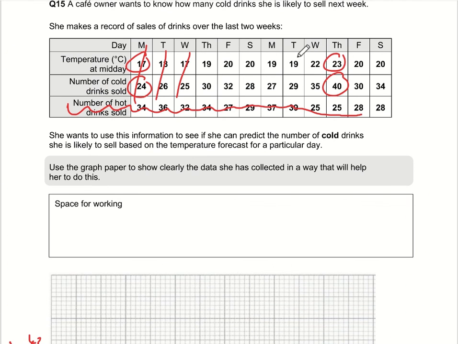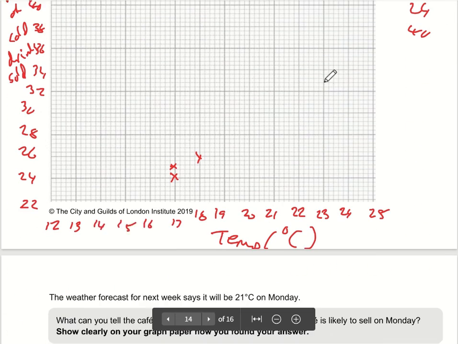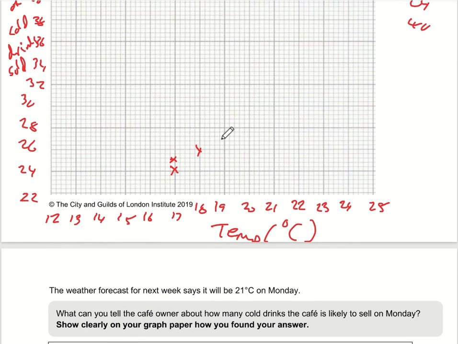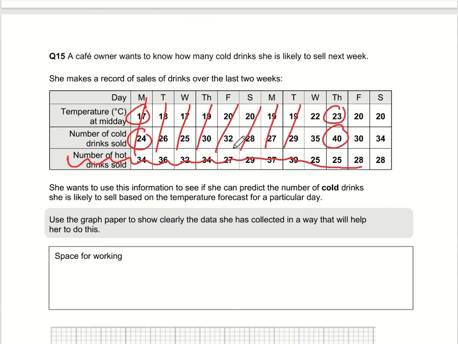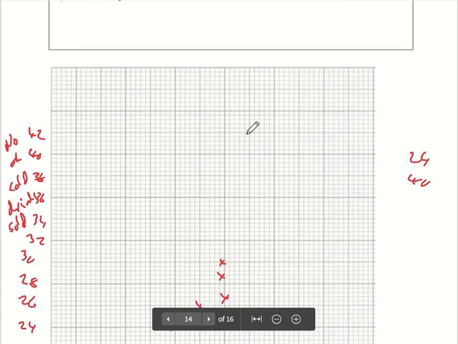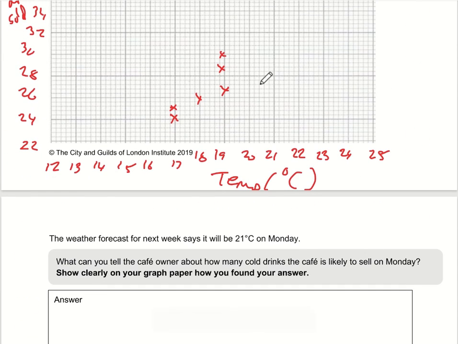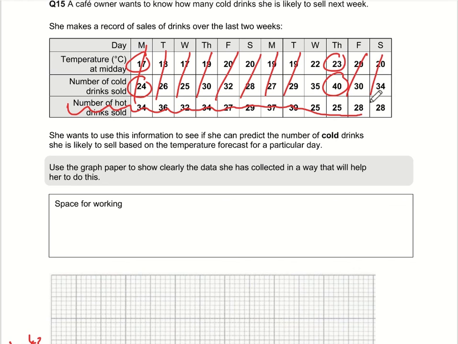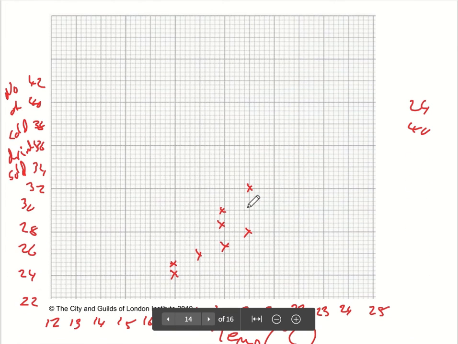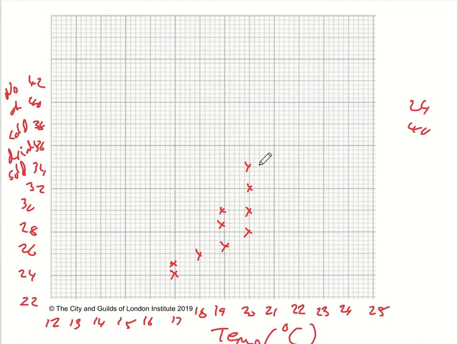Okay, I'm going to do all the 19s together. 19 and 27, 29, 30. So I'm going to speed things up a little bit if I do them in little clumps. For the 20s, I've got a 32 and a 28. I had a couple other 20s I've noticed as well, a 30 and a 34.